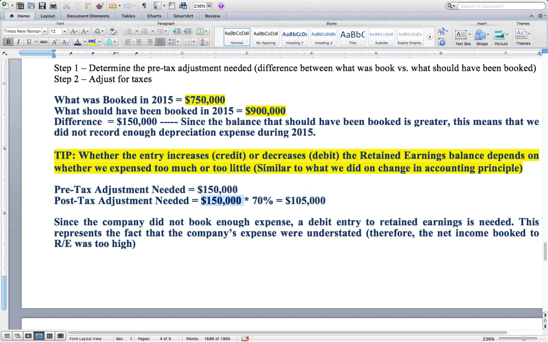So 150,000 times the 70%, which is 100% minus the 30% tax rate, and that gives you $105,000. Since the company did not book enough expense, a debit entry is needed to reduce retained earnings. And this represents the fact that the company's expenses were understated. Therefore, the net income booked to retained earnings was too high.